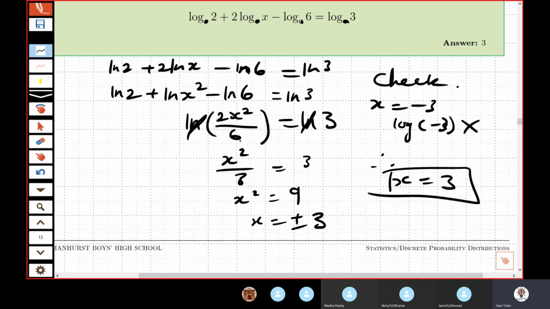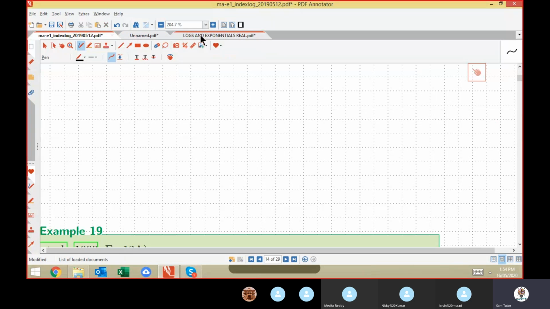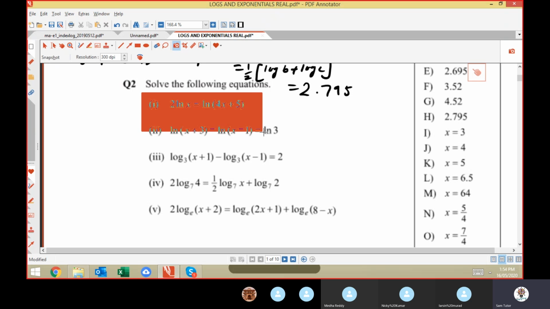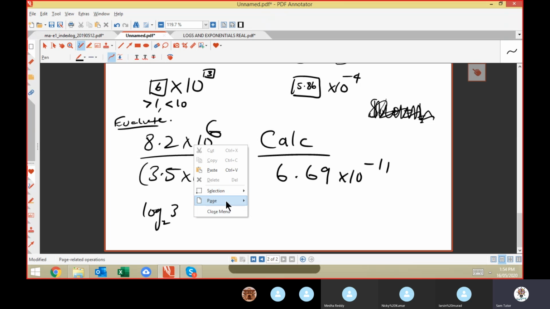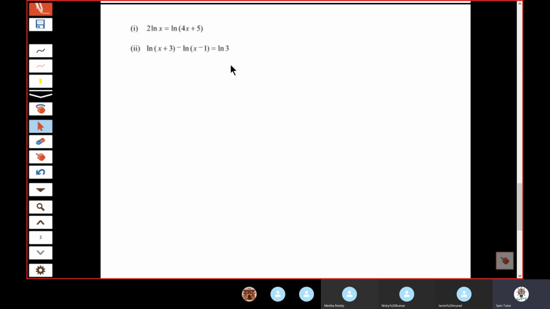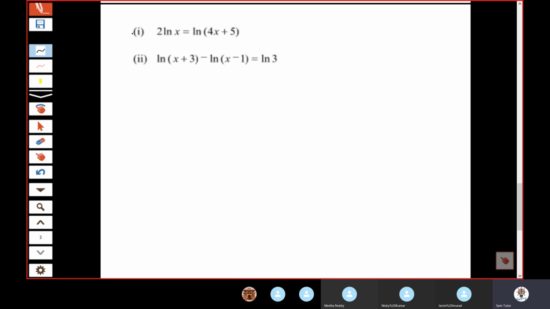Any questions for that one? We'll do exponential equations next week. So let's do a few more of these. Let's at least do those two. All right. Who wants to try I? Doesn't matter if it's wrong. It's better to try it so you can learn where you're going wrong.